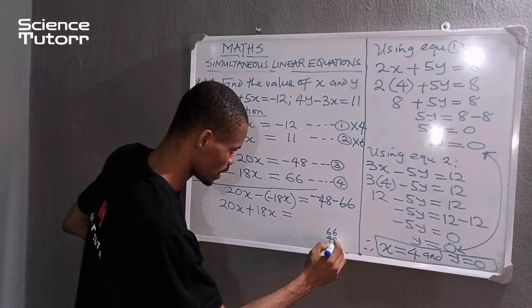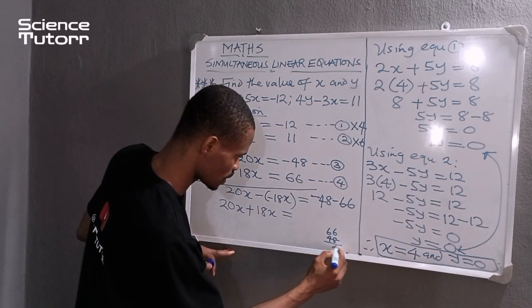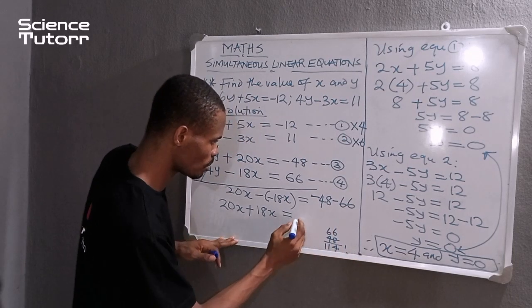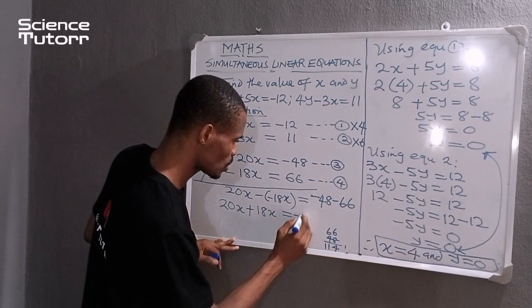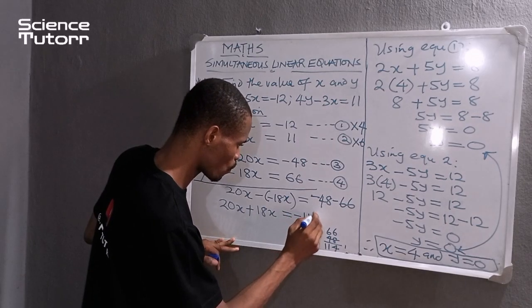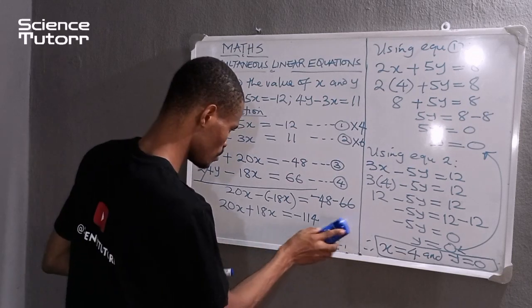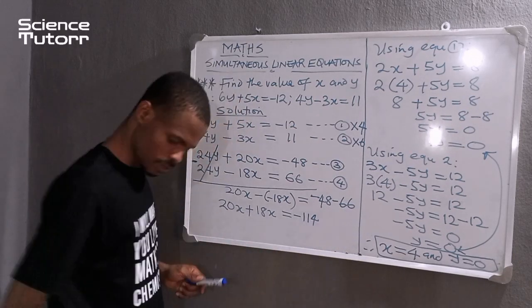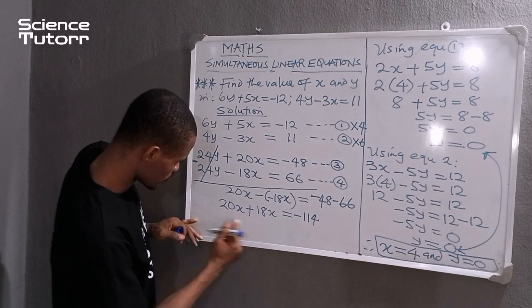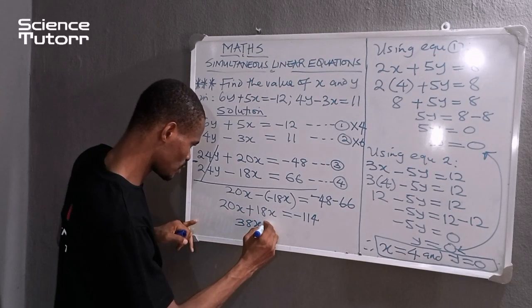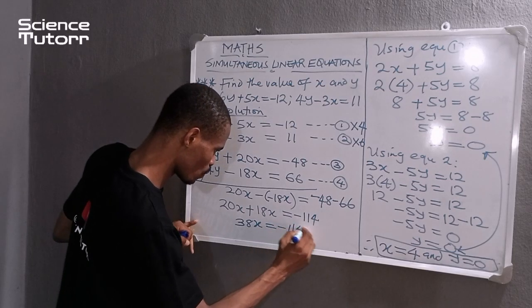On the right, 66 and 48: this is 14, carry 1, 6, 10, 11. So it's going to be on the negative, minus 114. So when I add both together, I'm going to get 38x is equal to minus 114.